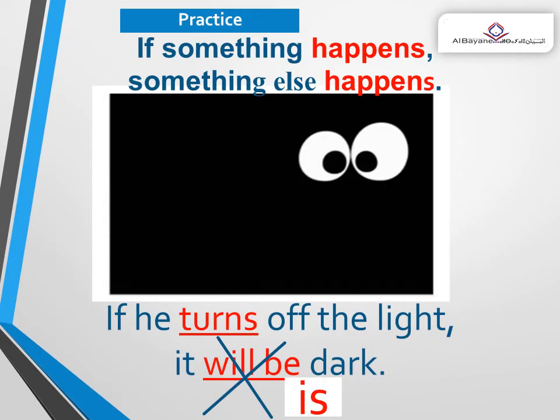If he turns off the light, it will be dark. No, this is not true. It is dark. Why? Because we said earlier that the main clause and the if clause should be conjugated in the simple present. If something happens, something else happens. That's it. Now let's go to practice, guys.